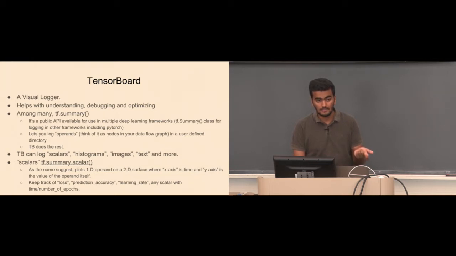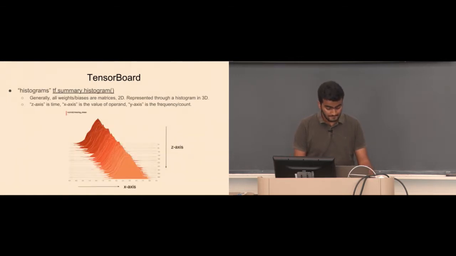So in a generic neural network training setup, your loss would be something that's scalar. Your prediction accuracy would be something that's scalar. Your learning rate would be something that's scalar. So you can plot all these values using tf.summary.scalar.